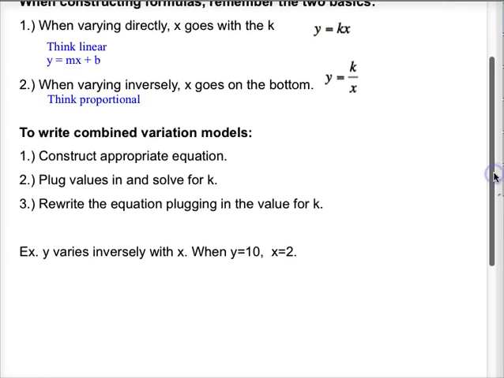Right, and then what do we do? Well, we construct the appropriate equation. Then we plug in any given values so we can solve for k, so we can figure out what k actually is. Then we put that back into the equation so we can actually write our true equation. So I'll show you what I mean by that.